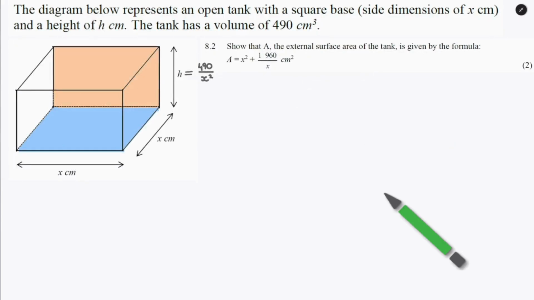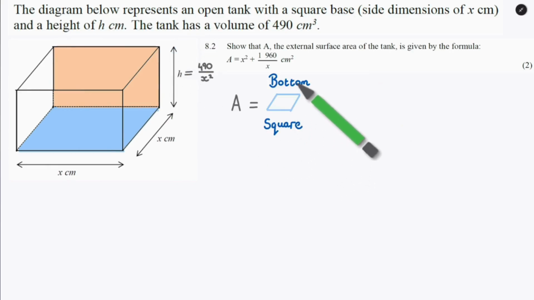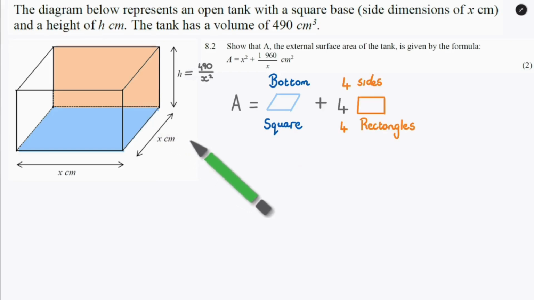Next up, we need to show that the external surface area of the tank is given by the following complicated formula. I kind of ignore this formula. We've got to show how they get it, because you see they say show there. If I look at this tank, they said it's an open tank, so we're not going to consider the top face. So we've only got 5 faces to worry about. We've got the square at the bottom, and then we've got 4 side rectangles.